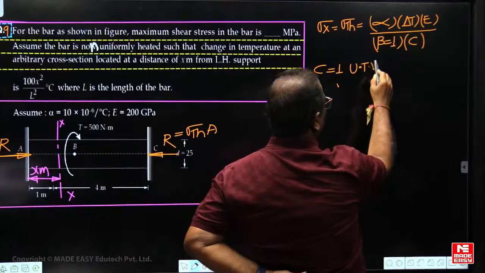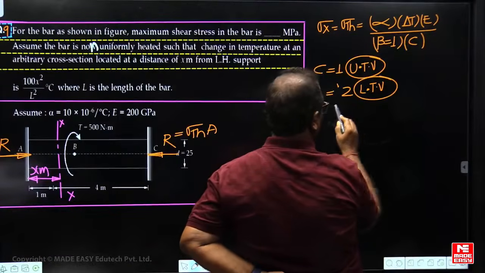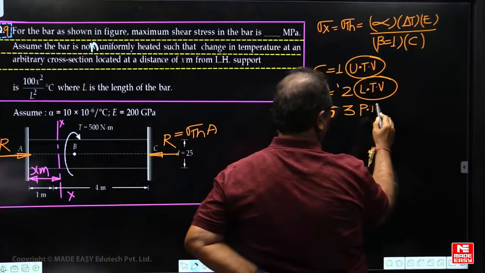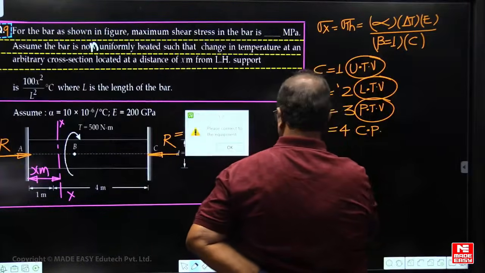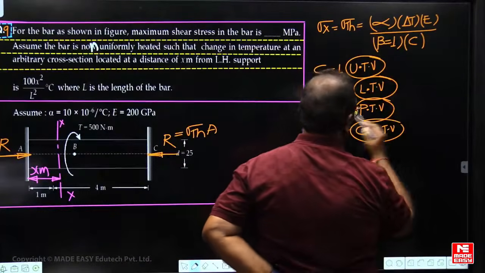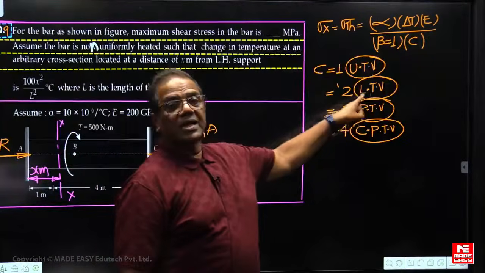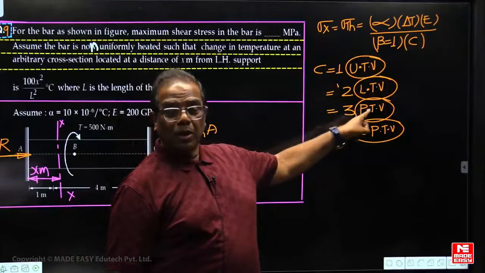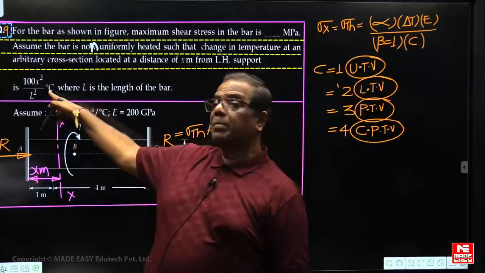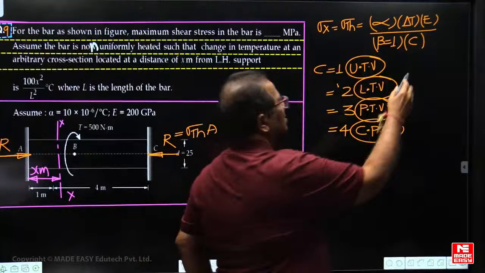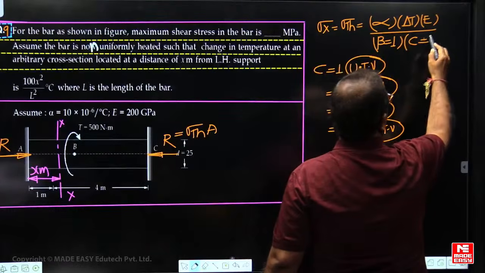It's also given. Uniform change in temperature, linear change in temperature, parabolic change in temperature. T is equal to 1, UTV. UTV means uniform change in temperature. LTV, linear change in temperature. Parabolic change in temperature. And cubic parabolic. Here, the change in temperature is a function of x square. So what is the C value? It is 3 in this case. C value is 3.